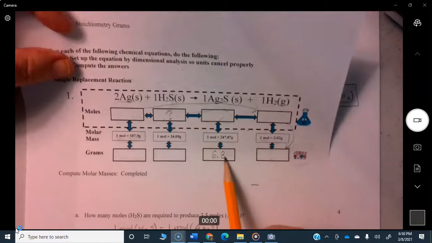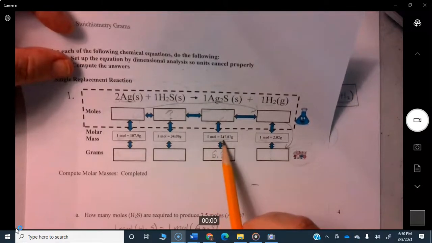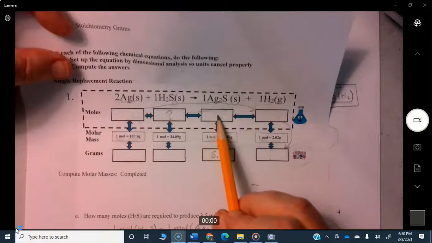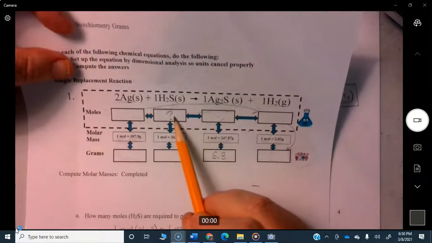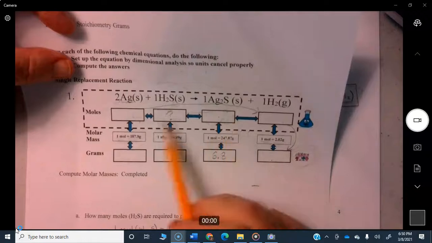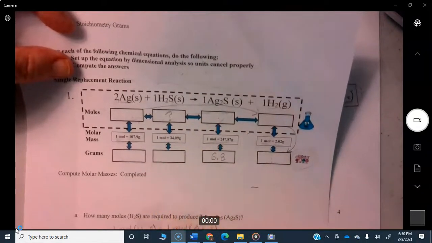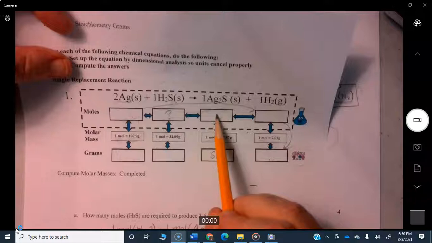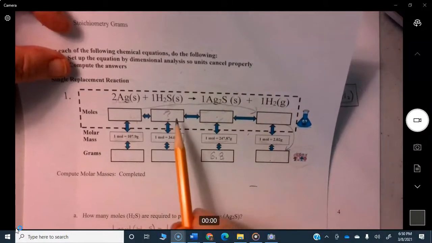Well, we've got to start here. We use the molar mass conversion for Ag2S to get the number of moles of Ag2S. And then we work from moles of Ag2S to moles of H2S. Remember, you can only move sideways inside of the chemical equation. You can't move sideways down here. So it's here to here and here to here.